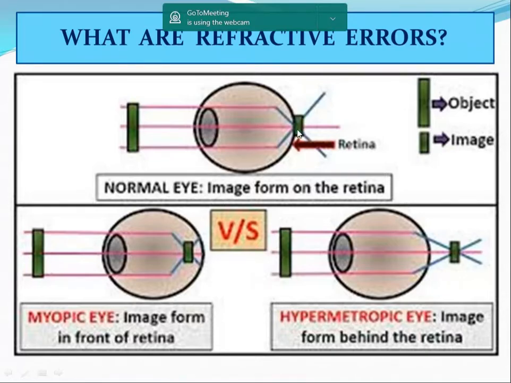Now, if the eye is long or more convex, then the parallel rays of light converge in front of the retina, forming an image in front of the retina. This is a myopic eye. And if the eye is too small or too flat, the rays are not able to converge on the retina. They go behind the retina and an image is formed behind the retina. That is hypermetropia.